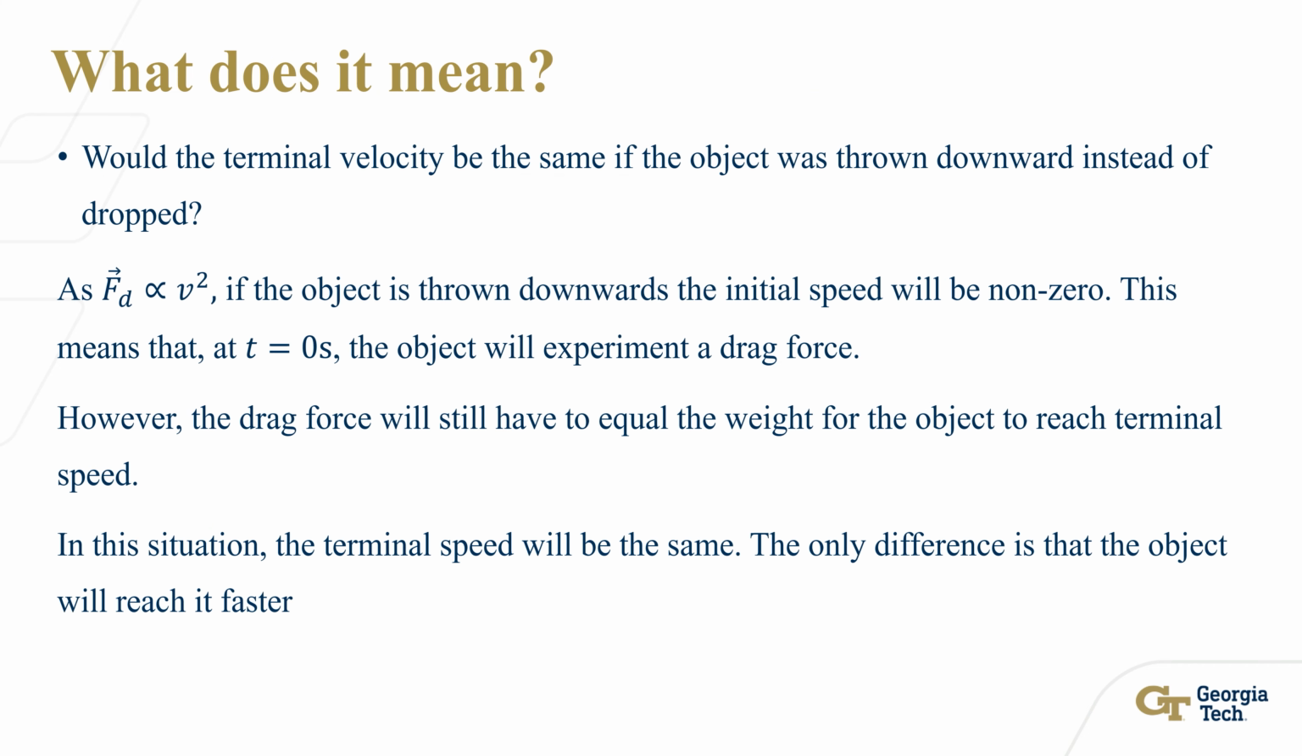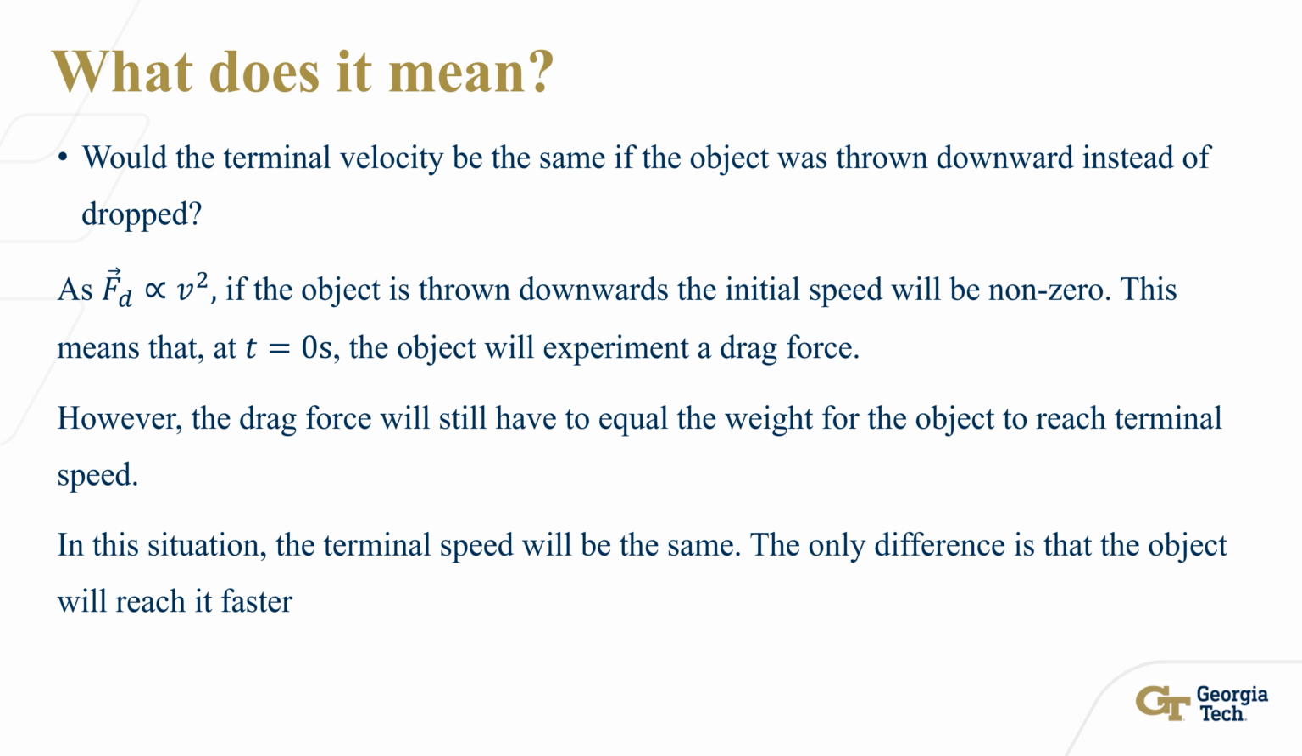As the force is proportional to v squared, if the object is thrown downwards, the initial speed will be non-zero. Thus, the object will experience a drag force at time equals 0. However, the drag force will still have to be equal to the weight for the object to reach terminal velocity. In this situation, the terminal speed will be the same. The only difference is that the object will reach it faster.